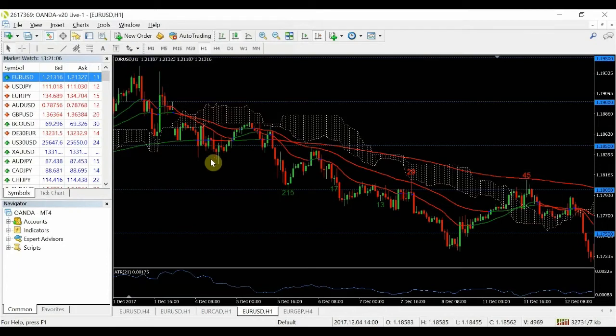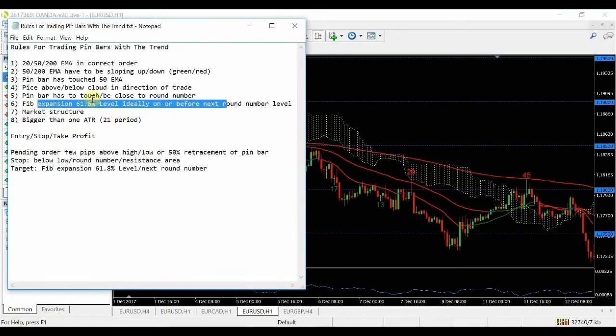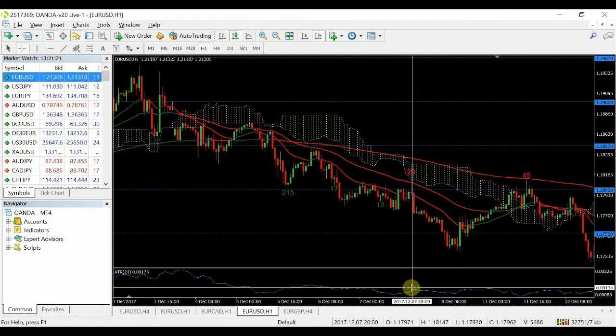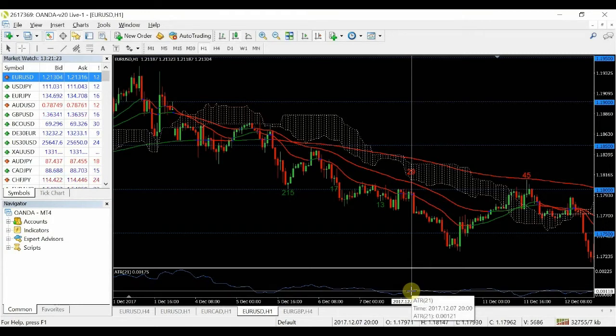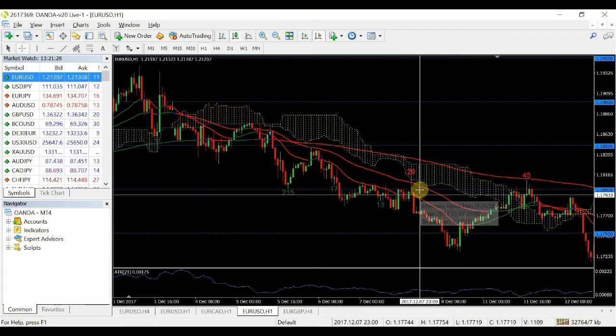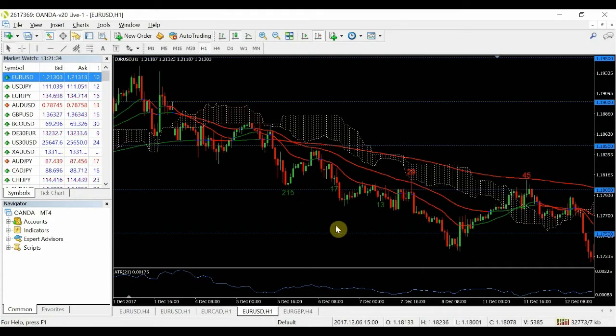Last, market structure, again, lower lows, lower highs. It looks perfect. Compare back to some of the others we looked at. This looks absolutely fantastic. And then bigger than 1 ATR. The ATR is 12.1, and the move is about 18, 19 pips, something along those lines. So it's bigger than 1 ATR.